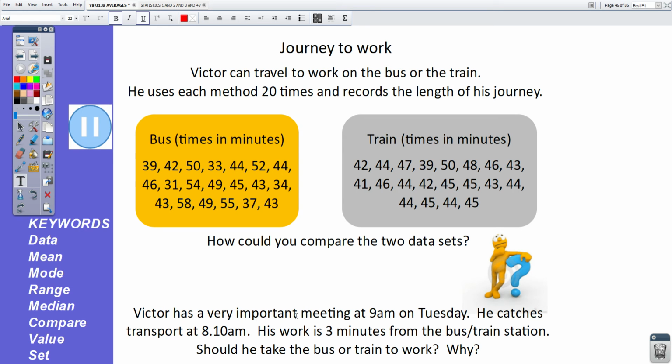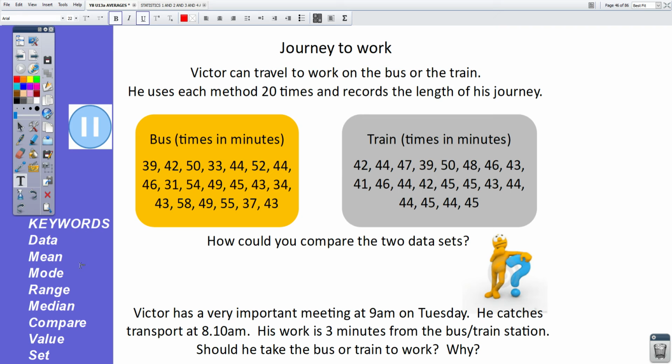Victor has a very important meeting at 9 AM on Tuesday. He catches transport at 8:10 AM. His work is 3 minutes from the bus and the train station. Should he take the bus or the train to work, and why? Okay, so quite a lot to think about there.